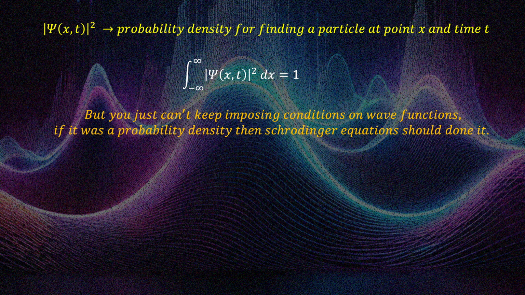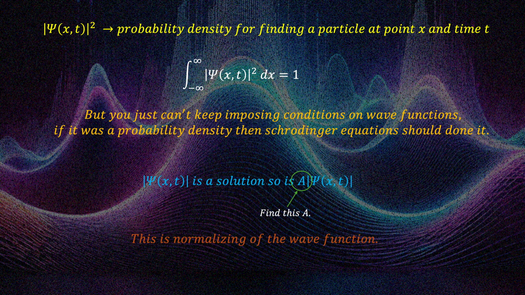The solution we get is this psi of x and t, but if psi of x and t is the solution, then so is A times this psi of x and t, and this is what helps us to normalize this wave function, because to normalize it we just need to find an A that makes this integration equal to 1. And this is what is known as normalization of the wave function. You need to find this A to normalize the wave function, so you get an actual probability density.